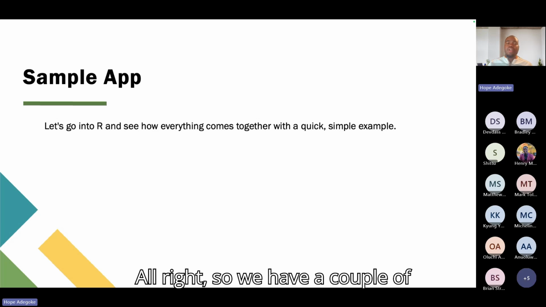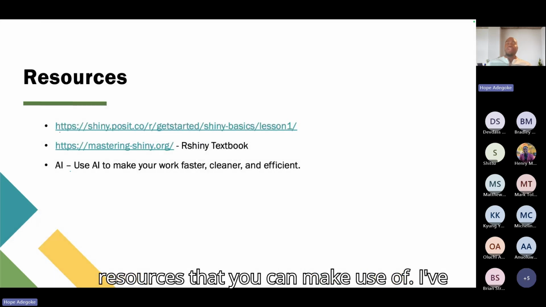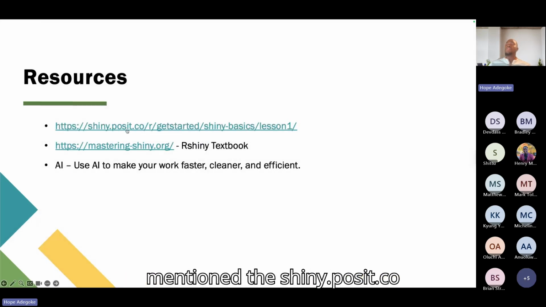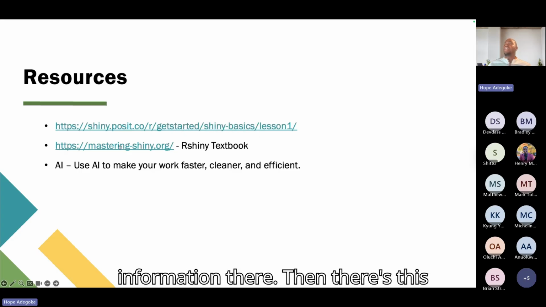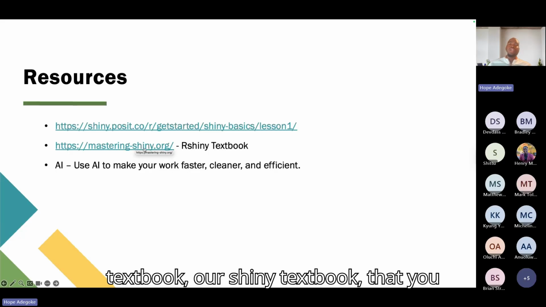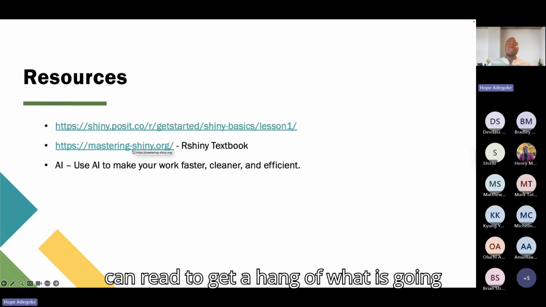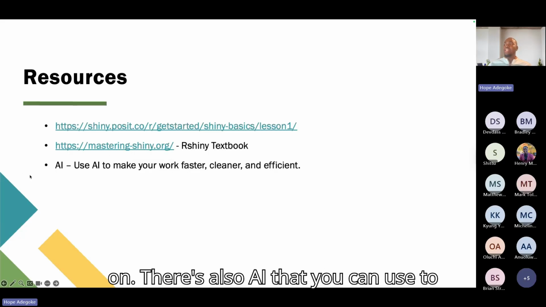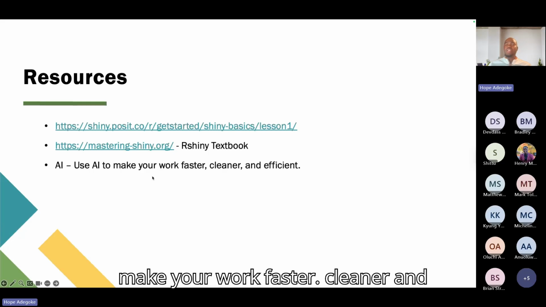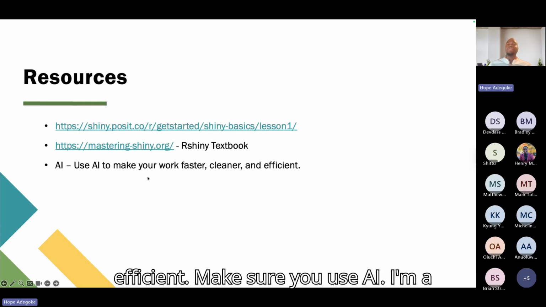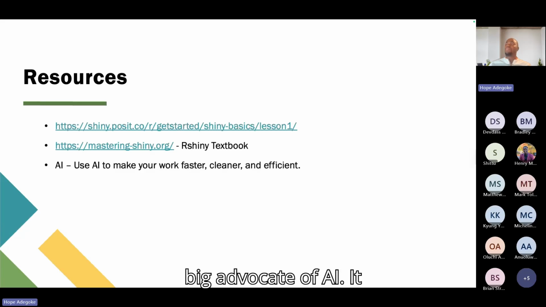All right. So we have a couple of resources that you can make use of. I've mentioned the shiny.posit.co repository. You can get a lot of information there. Then there's this RShiny textbook that you can read to get a hang of what is going on. There's also AI that you can use to make your work faster, cleaner, and more efficient. Make sure you use AI. I'm a big advocate of AI.